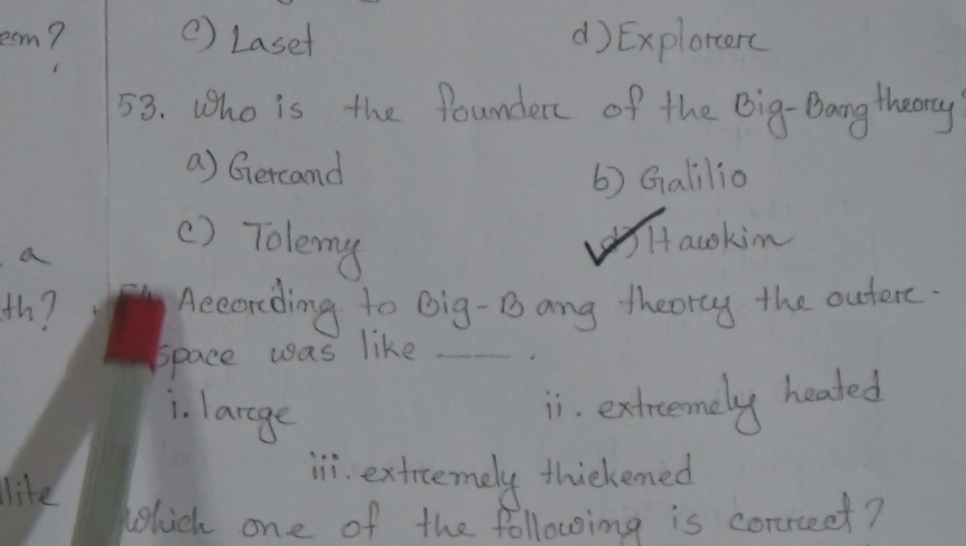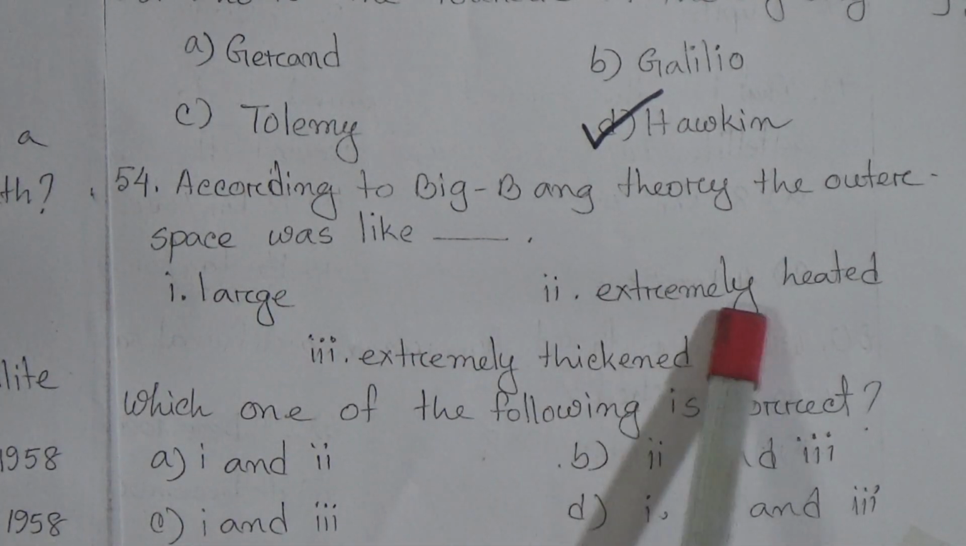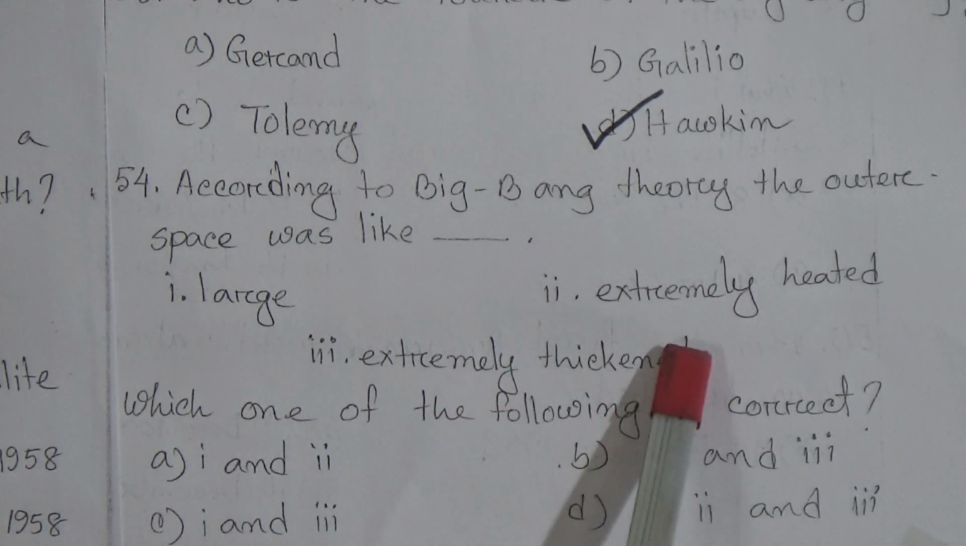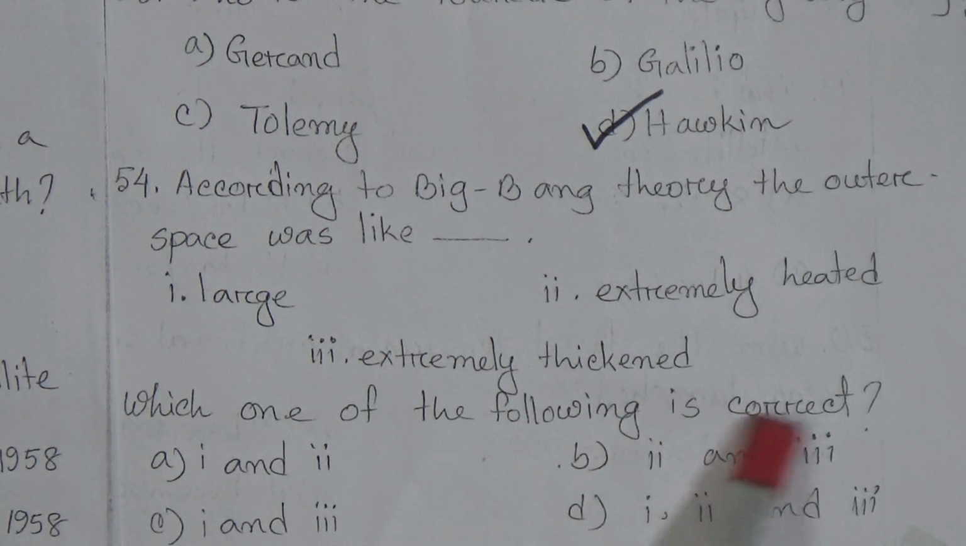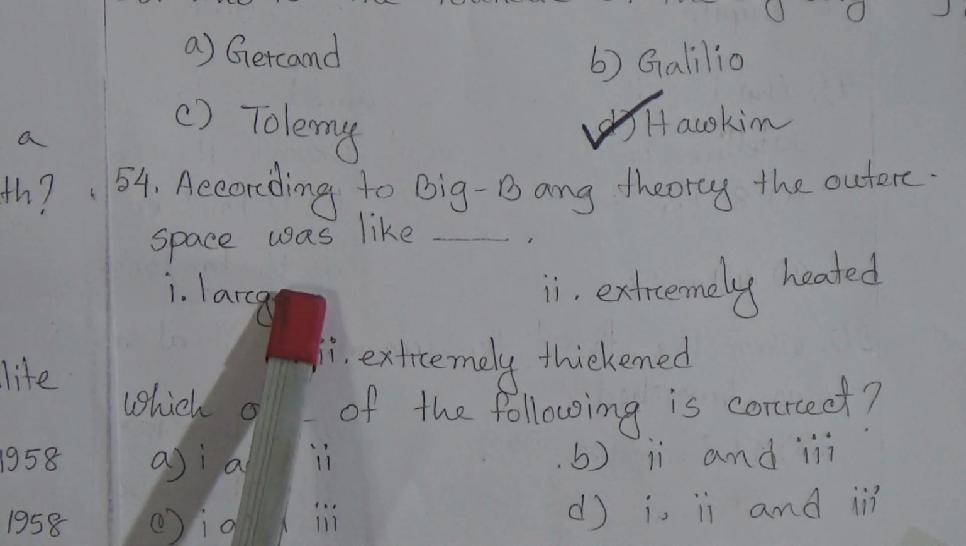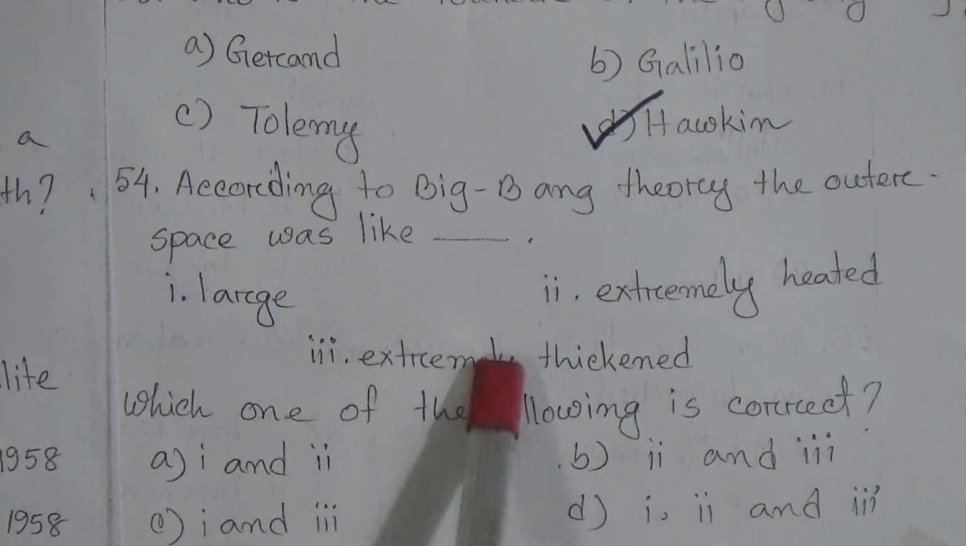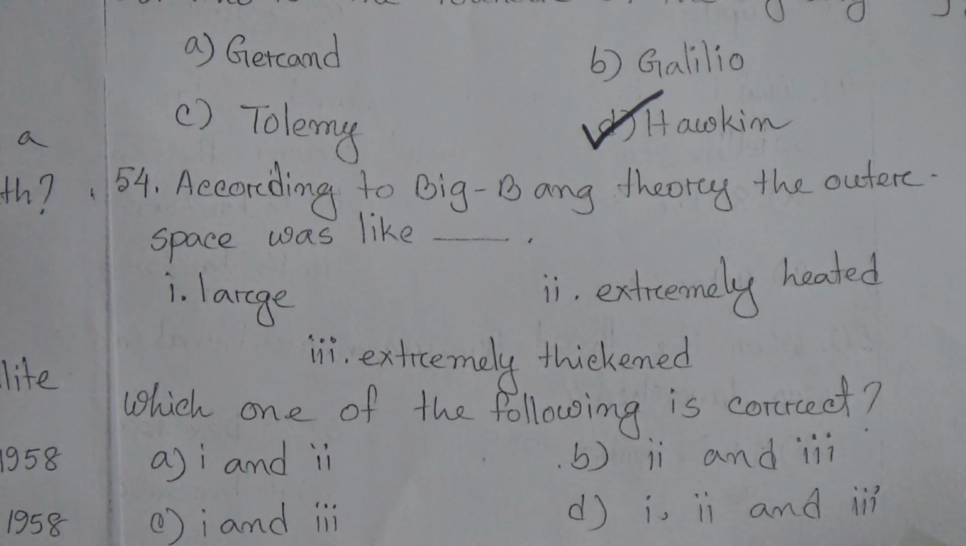And for today the last question, question number 54. According to the Big Bang theory, the outer space was like: first, large; second, extremely heated; and third, extremely thickened. Dear students, which one of the following is correct? A is 1 and 2, B is 2 and 3, C is 1 and 3, and D is 1, 2 and 3. Dear students, come to the options again. According to the Big Bang theory, the outer space was not large, extremely heated is correct, and extremely thickened is also correct. So the answer will be 2 and 3. So we will put a tick mark on B.